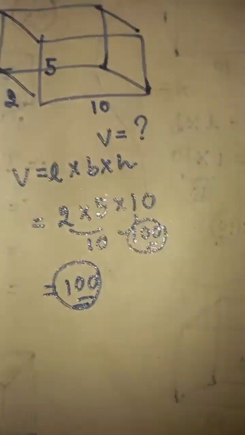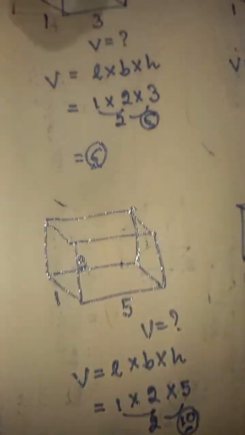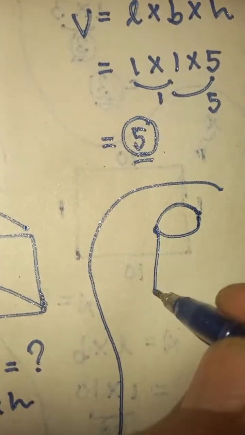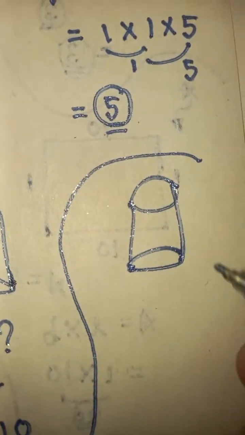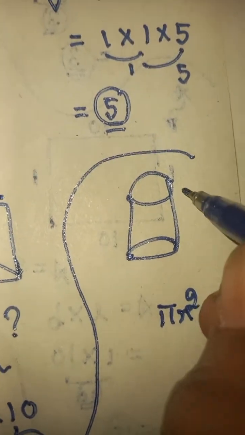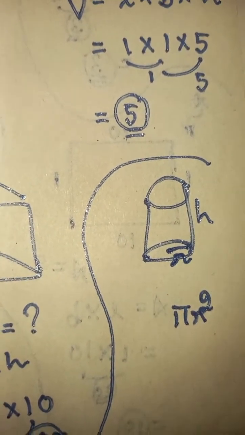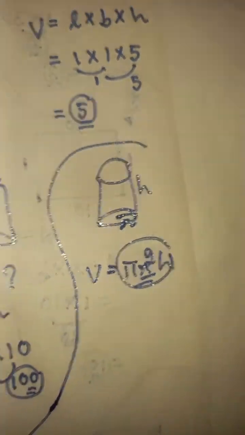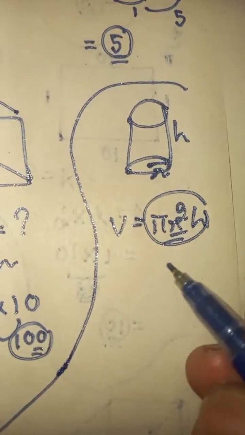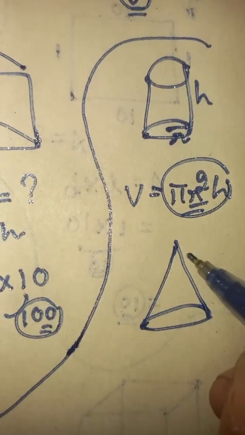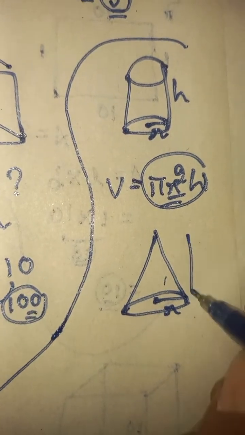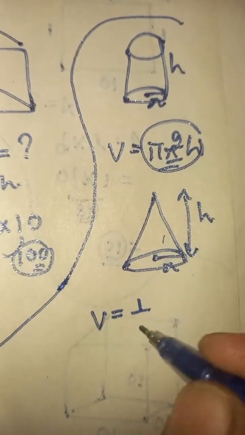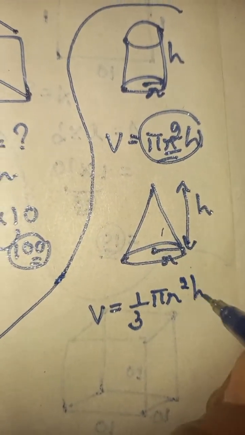Next, I'm going to tell how to find the volume of a cylinder. The formula for the volume of a cylinder is the area of the base, pi r square, times the perpendicular height h. So pi r square h is the volume of the cylinder. Now let's find the volume of the cone. Volume of the cone is found the same way, pi r square h, but since it tapers down it becomes 1/3 of pi r square h.